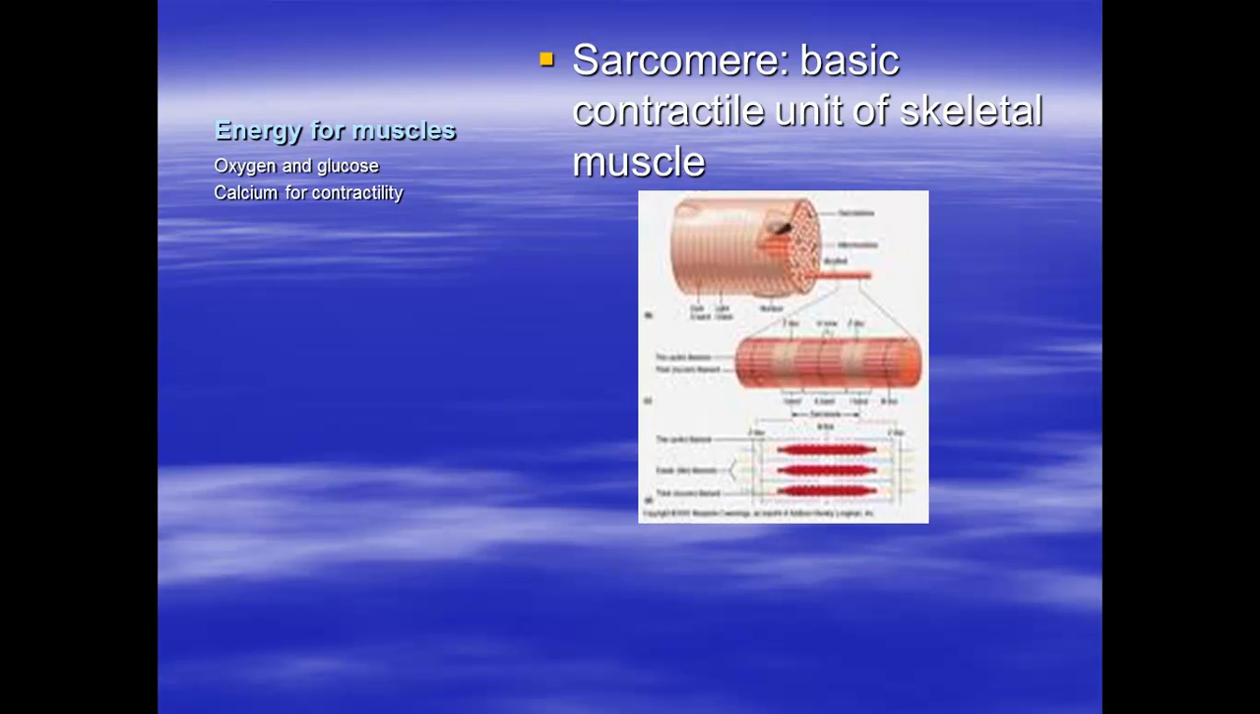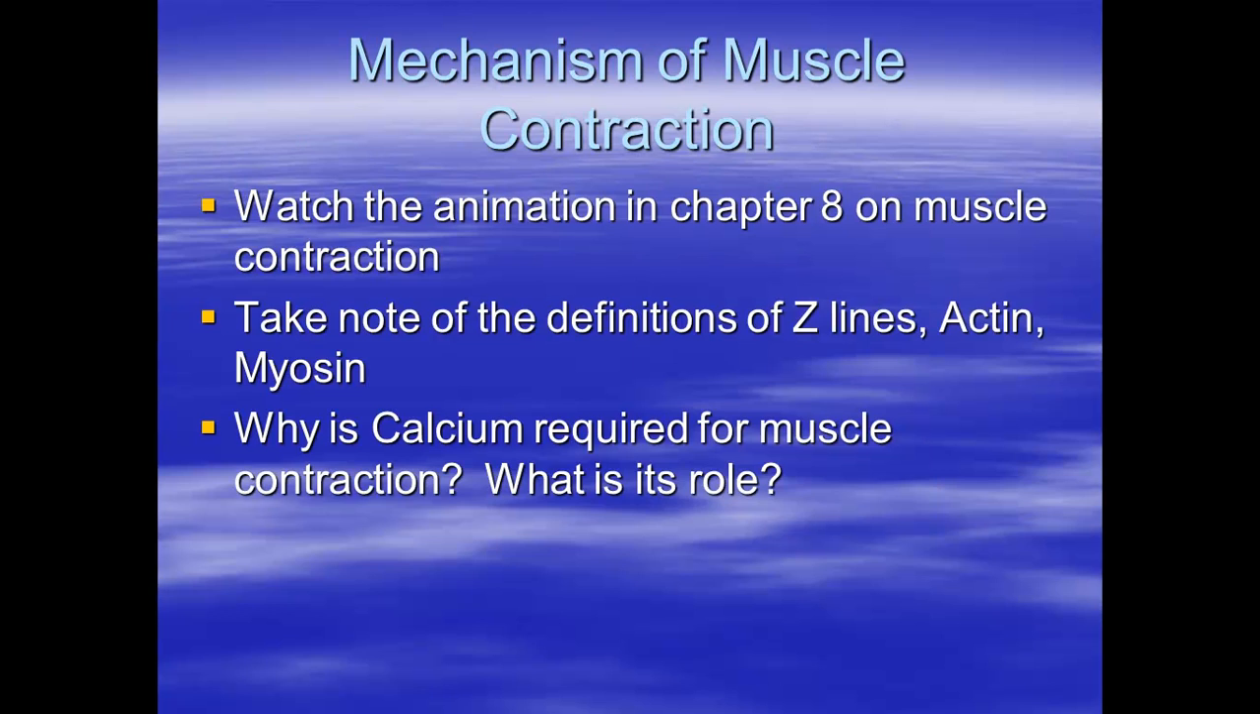In order for the sarcomere to perform its basic function, it needs to always have oxygen, glucose, and calcium available for contractility. Again, the mechanism of muscle contraction is best learned by watching that animation in Chapter 8. Definitely take note of these definitions: Z lines, actin, and myosin. And at the end of the animation, ask yourself: why is calcium required for muscle contraction, and what is its role?